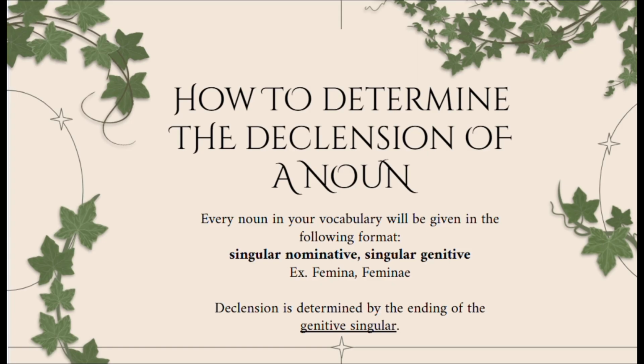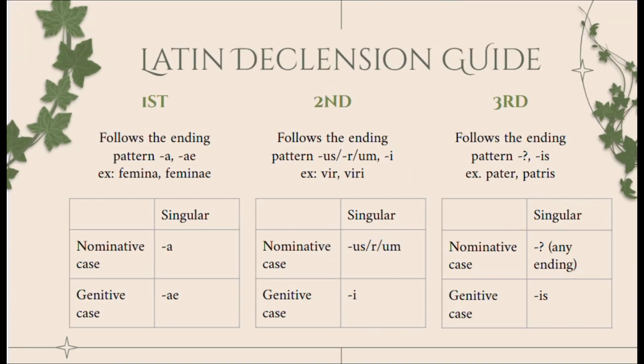So declension is determined specifically by the ending of the genitive singular. That's the second form that you receive in your vocabulary. It's the form that follows the comma. Okay, let's look more at this. First declension nouns all follow the ending pattern A, comma, AE. And specifically looking at our genitive singular ending, it'll be AE. So for example, femina, feminae, that second form, that genitive singular form, ends in AE, so we know that it's a first declension noun. It's going to follow the first declension noun patterns for all the cases.